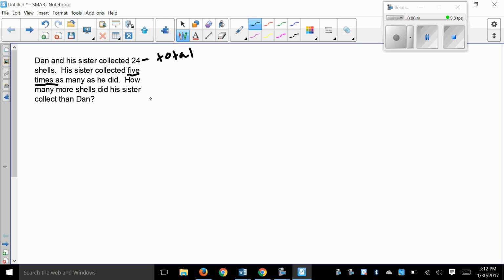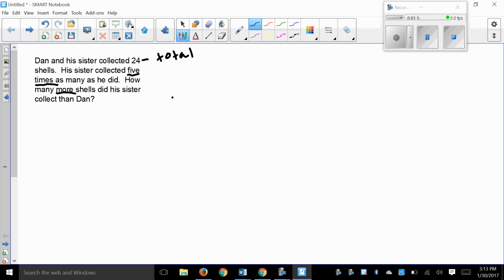How many more shells did his sister collect than Dan? The word more is a key word in here. So now I'm not just trying to figure out how many shells his sister collected. I want to know how many more she collected than Dan. So there's a few more steps. To be able to solve this, I need to know how many Dan collected. I need to know how many his sister collected. And then I need to take it to the next step and figure out the difference between the two.